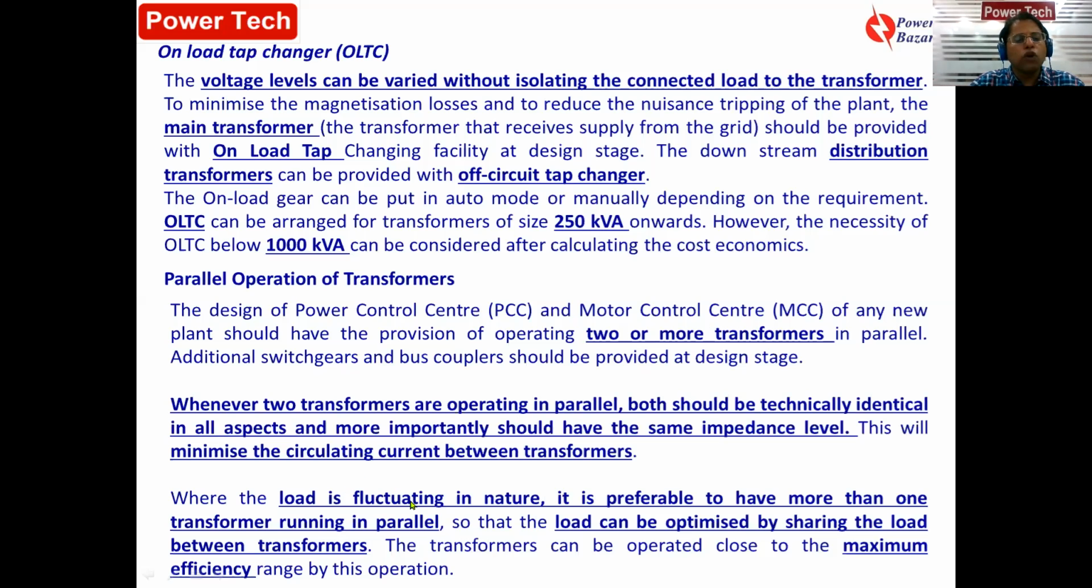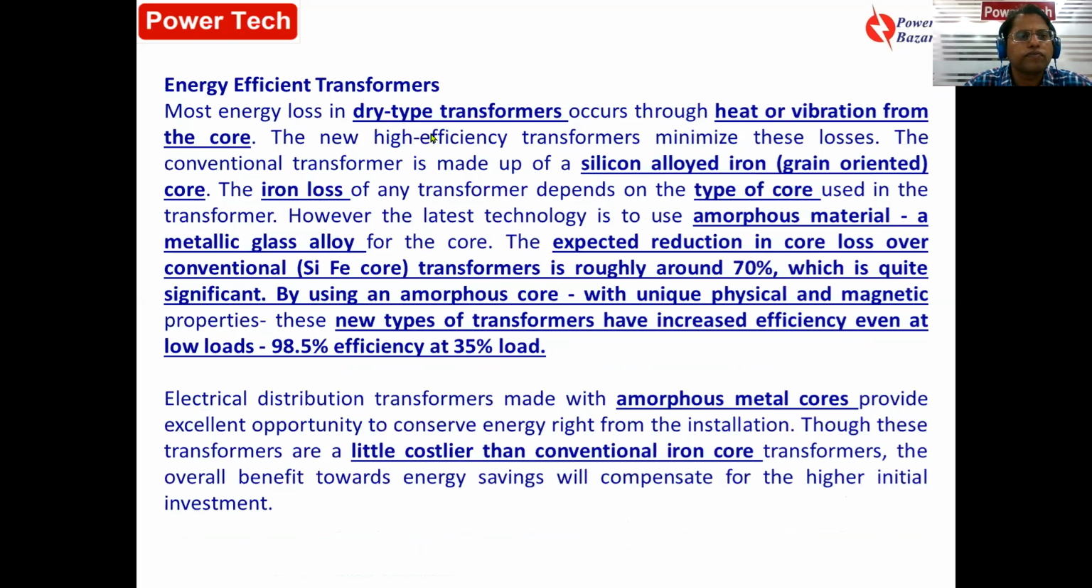So if the load is fluctuating, it will result in efficient operation. You have seen in your industries there are a number of transformers operating in parallel. Sometimes you can operate them in parallel, and you can also operate them in isolated conditions.